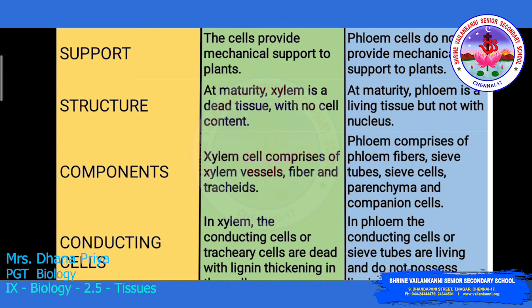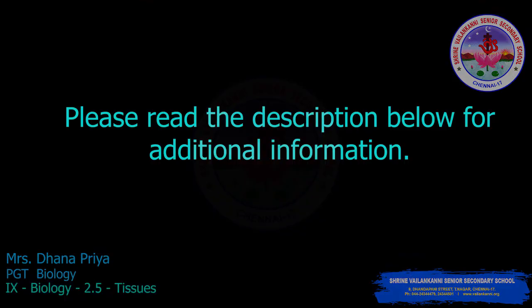Last, we discuss the conducting cells. In xylem, the conducting cells are tracheary cells, which are dead with thick lignin. In phloem, the conducting cells, the sieve tubes, are living and do not possess lignin. Thank you.